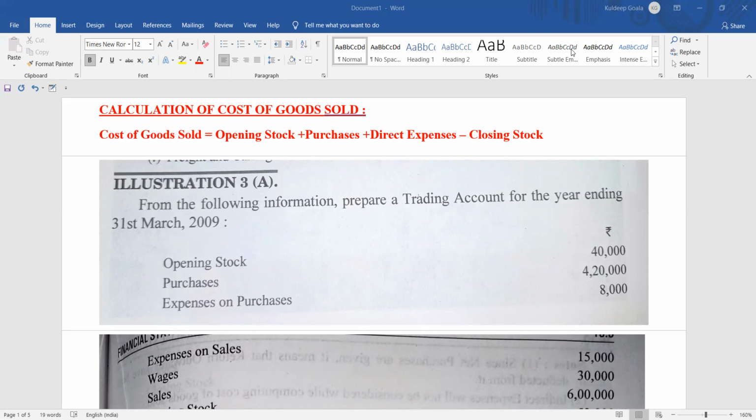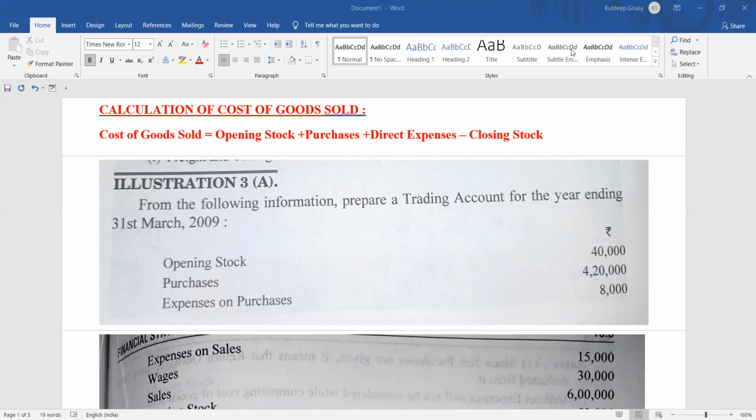We all are aware of two types of price that may be related to goods. One is the cost price and the other one is the selling price. So what is the cost of the goods that we have sold? How to find it out? That is the thing we are going to learn here. So how the calculation of cost of goods sold is done, you'll see here.